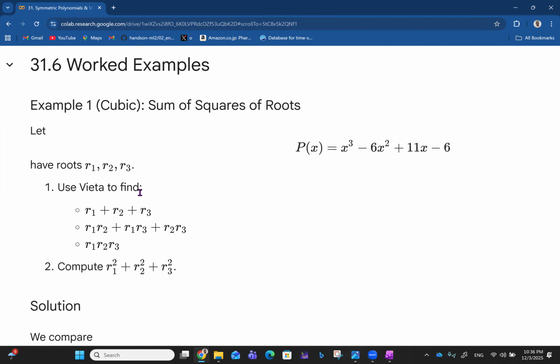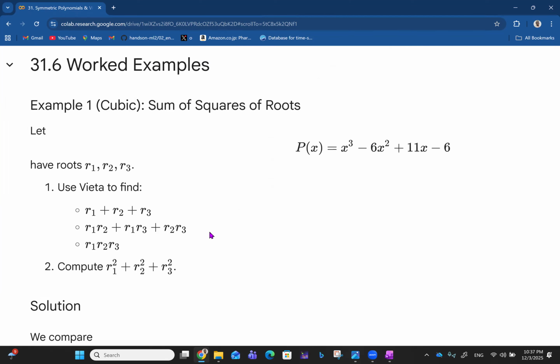So use Vieta to find R1 plus R2 plus R3, then R1 R2 plus R1 R3 plus R2 R3, then R1 R2 R3. Now, these ones are easy because the first one is simply going to be minus a. Don't forget that since the coefficient of x cubed is 1, this is our a, this is b, this is c. So the first one is simply minus a, that's minus 6, so this one is going to be 6.